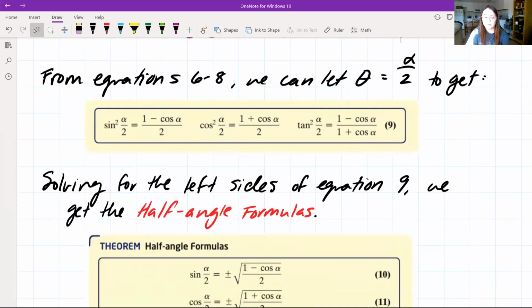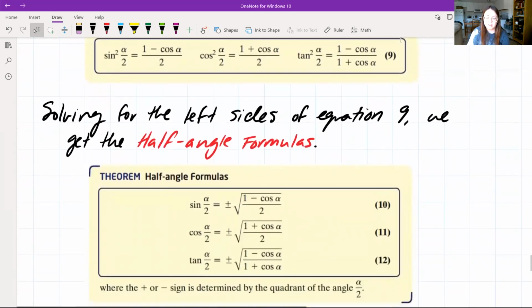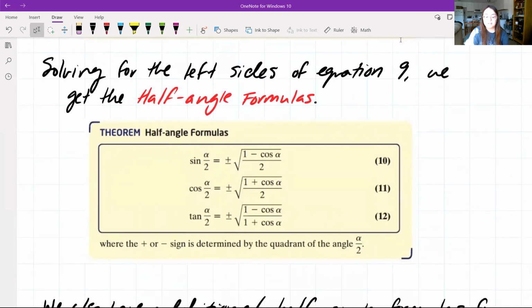over 2 is equal to 1 minus cosine of alpha divided by 2. Cosine squared of alpha over 2 is equal to 1 plus cosine of alpha over 2. And tangent squared of alpha over 2 is equal to 1 minus cosine of alpha divided by 1 plus cosine of alpha. So then solving for the left sides of equation 9, we end up getting our half-angle formulas.